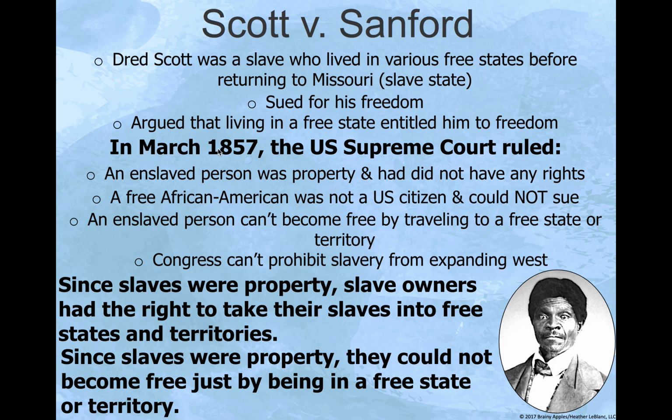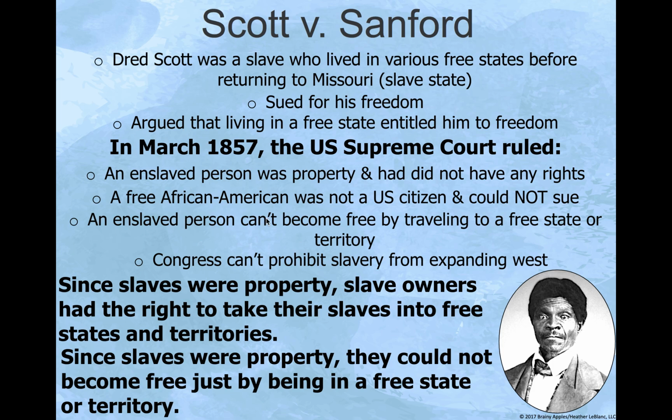So, in 1857, the U.S. Supreme Court ruled an enslaved person was property and did not have any rights. So basically, if you were a slave, you were treated as property, not a human being. You were owned. So a free African American was not a U.S. citizen and could not sue. So even if you were not a slave, if you were an African American, you could not get U.S. citizenship, and therefore you could not sue.